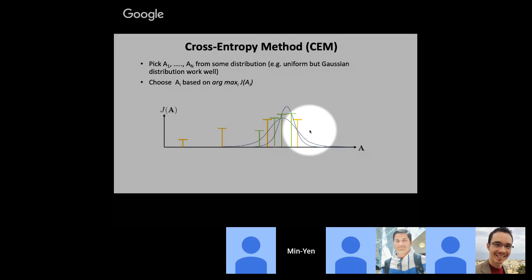So you might say at the beginning, I don't know where the good stuff is, so I'm going to allow more exploration. I'm going to put more of a smoothing effect on the distribution so that I can do some more exploration. Weisan, do you have anything you want to add?